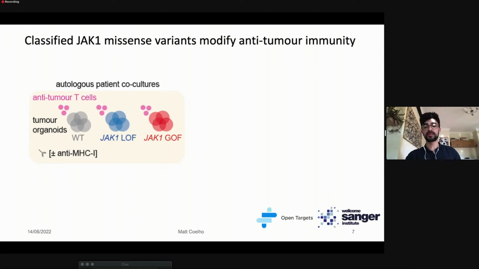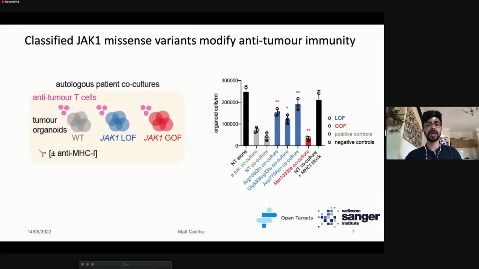And finally, we did some validation in the co-cultures, because these anti-tumor T cells would be expected not to be able to kill the loss of function JAK1 mutations in these cells harboring the JAK1 mutations in the tumor organoids, and the gain of function organoids should be more sensitive to T cells. And that's what we saw. It's quantified here. So in blue are the loss of function missense mutations. And what's really exciting is in red, the gain of function missense mutations, which are more sensitive to anti-tumor T cell attack, which has therapeutic implications, we think.